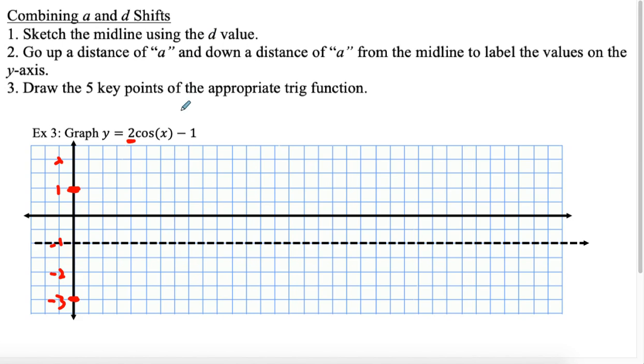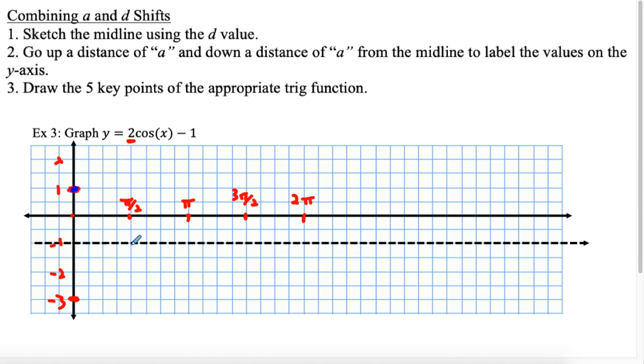So, first I should label my points on the x-axis. So 0, pi over 2, pi, 3 pi over 2, and 2 pi. Okay, so now for sketching cosine, right? So cosine, we're starting at the maximum value, right? So we said the maximum value was 1.